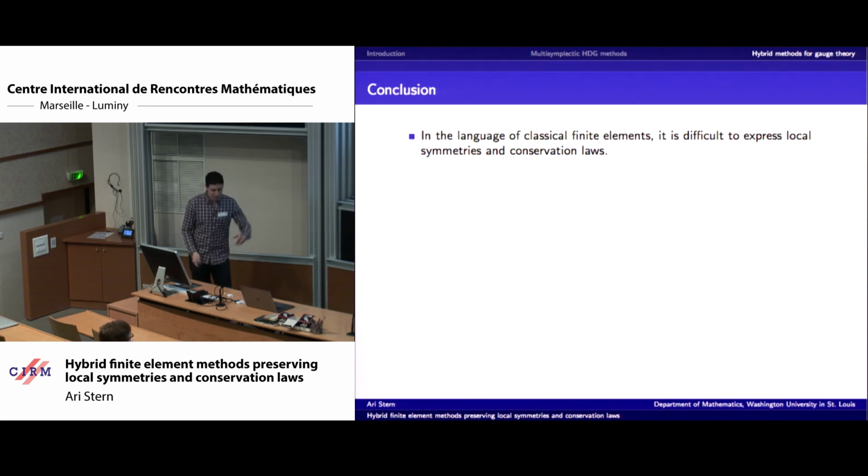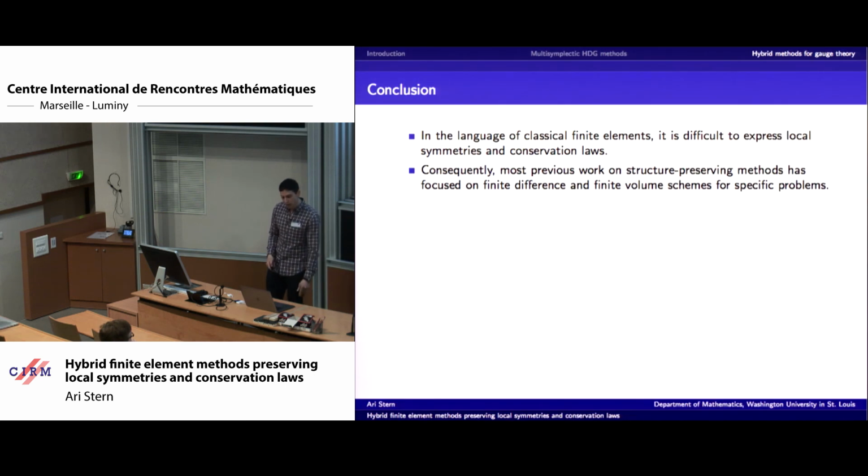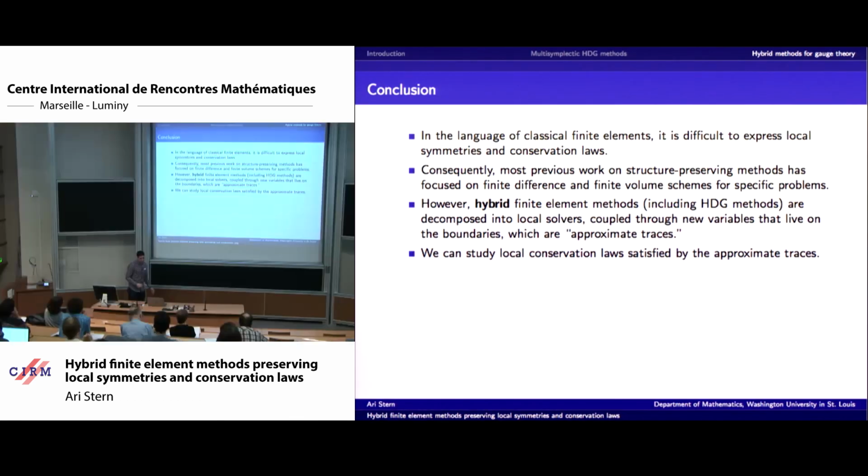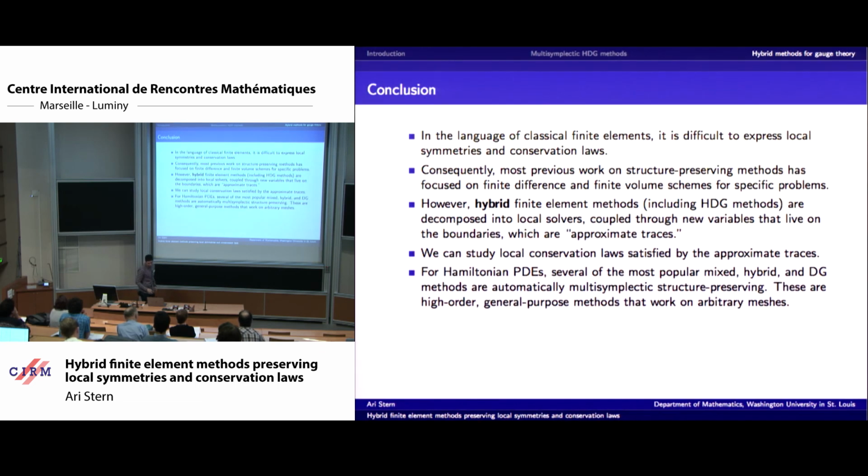So the conclusion is that in the language of classical finite elements, it's difficult to express local symmetries and conservation laws, which is why a lot of work is focused on finite difference and finite volume methods. Hybrid methods give us a very natural way to talk about this. We can look at conservation laws that are satisfied by these approximate traces that show up when we hybridize.